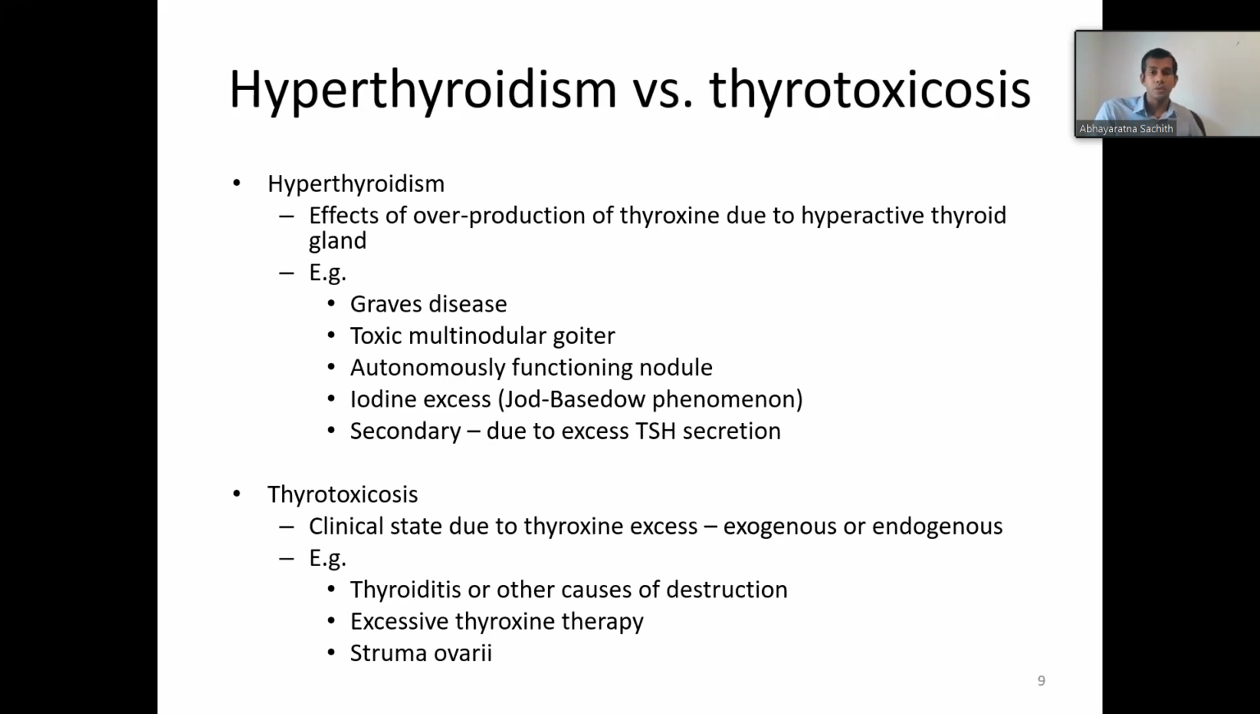Then other conditions like struma ovarii, extra thyroxine therapy from outside, and thyroiditis, in those conditions you get thyrotoxicosis. In hyperthyroidism, the gland hyperfunction is there. So it could be Graves', multinodular goiters, solitary nodules. If you give excess iodine, the gland will produce too much thyroxine. So those are the examples for hyperthyroidism. So that's the difference, and you need to know that.